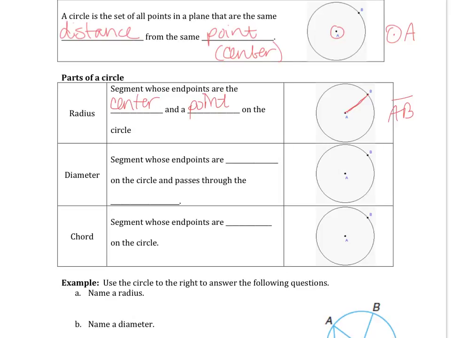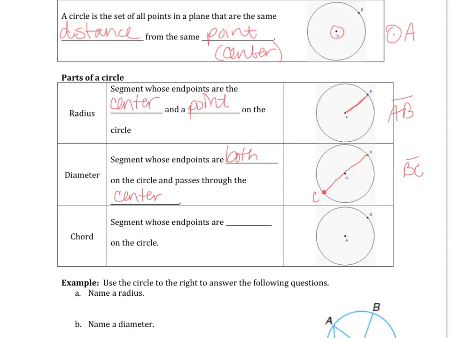The diameter of a circle is a segment whose endpoints are both on the circle and that has to pass through the center. So I'm going to draw this in here. I'm going to go from B, making sure I pass through the center of the circle. I'll put a point C here, so the diameter is BC with a segment line above that.